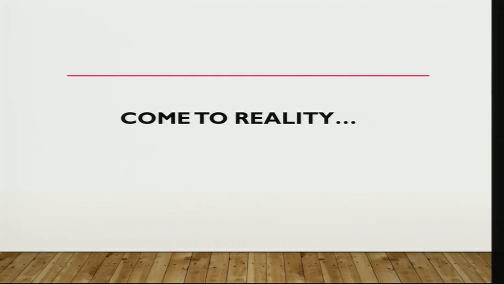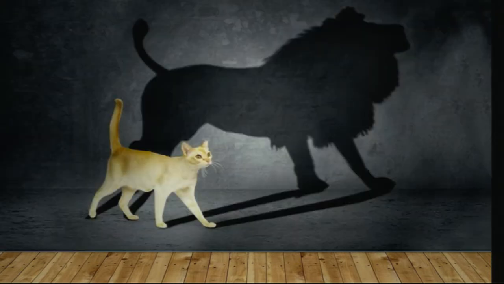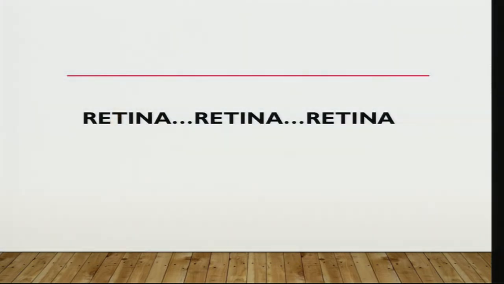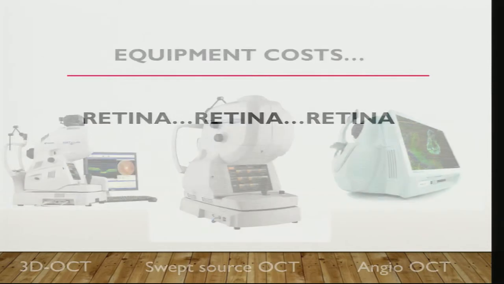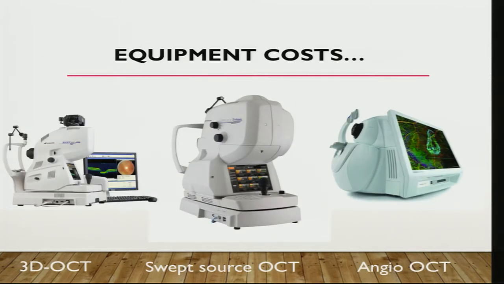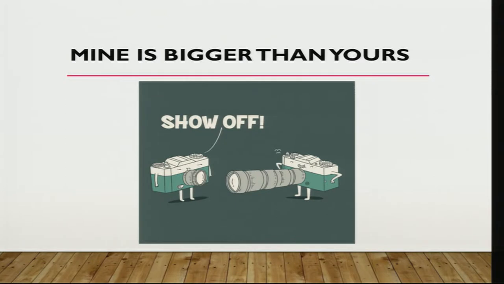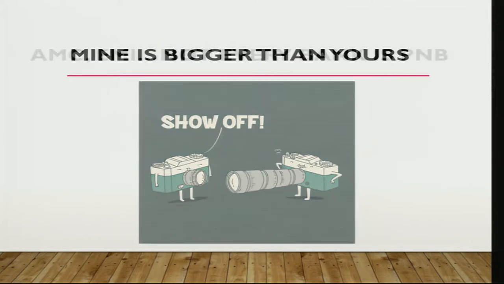But come to reality. This is a very, very idealistic picture that I've painted. In reality, it is not what all seems. If you are all retina, definitely the equipment costs keep escalating. You have the 3D OCT, then you have the Swept-source OCT, and now you have the Angio OCT. This is just one piece of equipment where you keep spending. And you always have this rat race where you keep saying, mine is bigger than yours, and you have to prove that all the time.